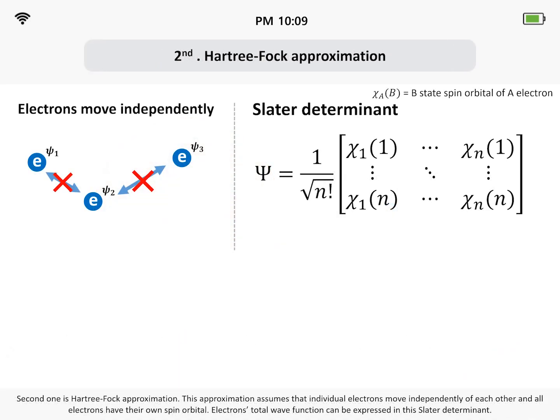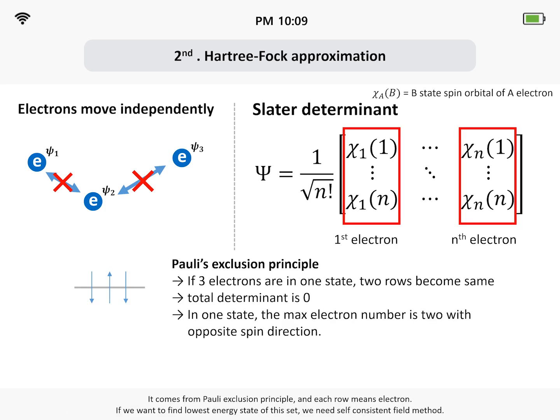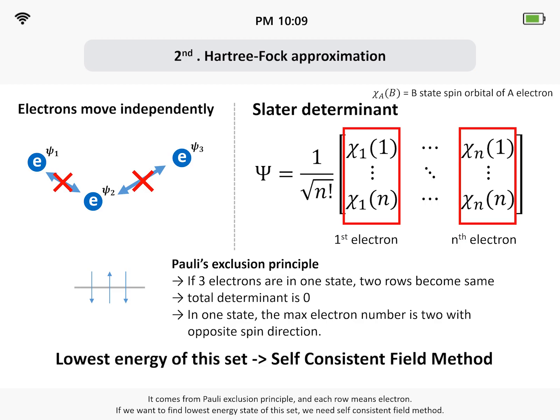Second one is Hartree-Fock approximation. This approximation assumes that individual electrons move independently of each other, and all electrons have their own spin orbital. Electrons' total wave function can be expressed in this Slater determinant. It comes from Pauli exclusion principle, and each row means electron. If we want to find the lowest energy state of this set, we need a self-consistent field method.